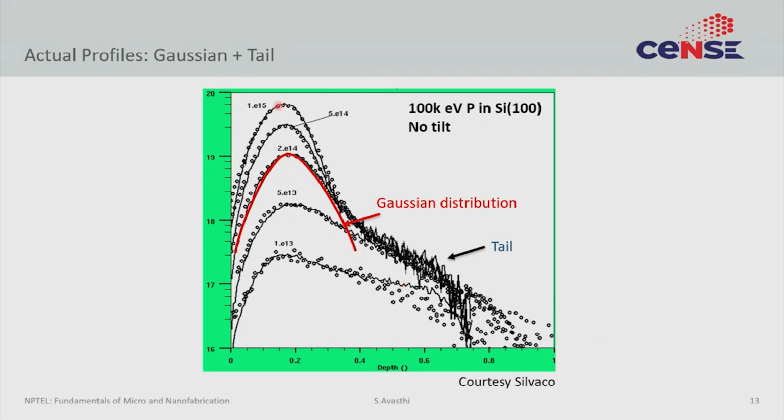So, here is a profile that you can simulate, say, for a 1 into 10 to the power 15 dose and 100 keV phosphorus implant in silicon 100. Initially it will show you some sort of Gaussian profile, and then because of channeling you will start seeing this tail, right. The open circles are actual data. You can see that the simulator does a fairly good job of predicting what the actual profile is going to look like. And you see such a tail at a range of dosages. So, at high dosages you see the tail, at low dosages you will also see the tail.